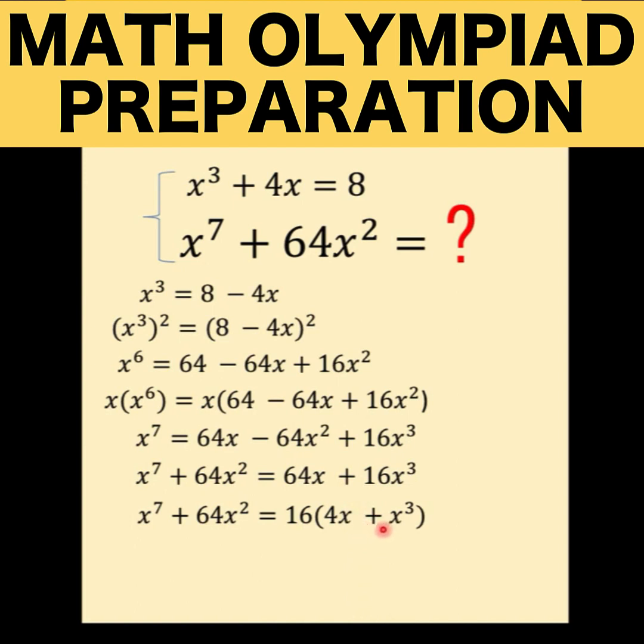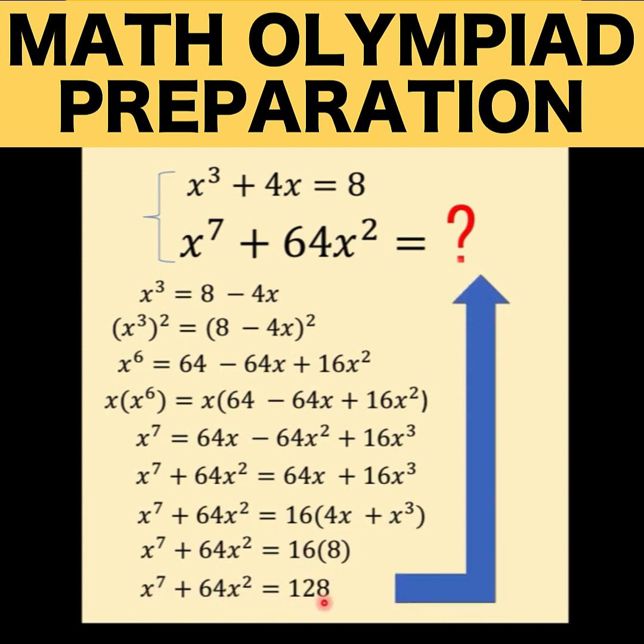So this expression here, inside this parenthesis, is equal to 8. Copying the left side, it equals 16 times 8. And so x to the 7th plus 64x squared is equal to 128. And that is now our answer to this question.